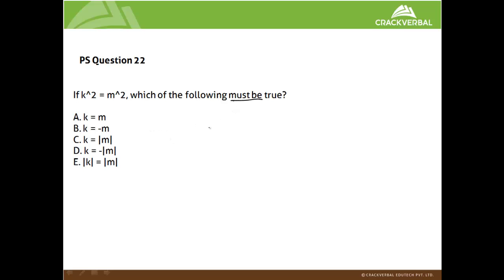Any must be or could be type of question is always better to solved using plugging in. So let's see the plugging in way of solving this question, but in the later part we will also discuss the math behind this. Before we start plugging in, let's see the expression given here: k square is equal to m square.